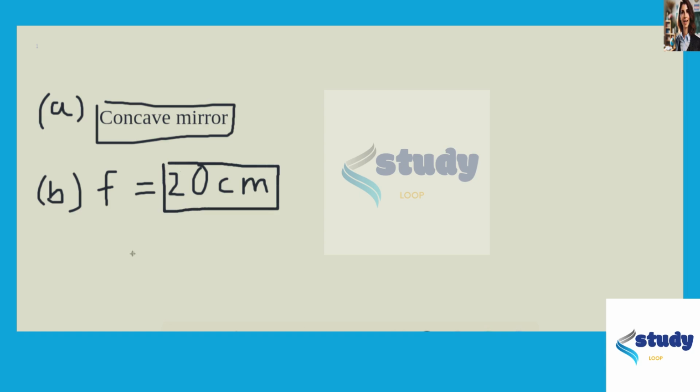Part C wants us to calculate the radius of curvature of this mirror. So by definition, the radius of curvature is equal to 2 times the focal length. So 2 times 20 centimeters is equal to 40 centimeters.